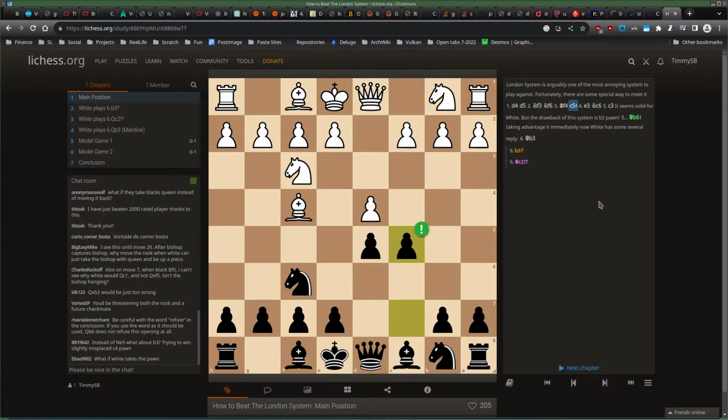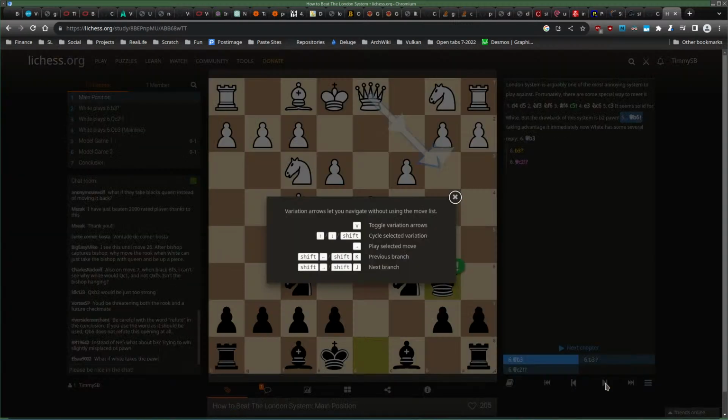He's definitely going to play either e3 or c3. He likes to play both. And I guess it doesn't matter if I want to prepare this position, because if he plays e3, I'll have to play knight c6, and then he's going to play c3. This is the London system. So since he plays that, he's just always going to do these moves. It seems solid for white, but the drawback of this system is the b2 pawn. Play queen to b6.